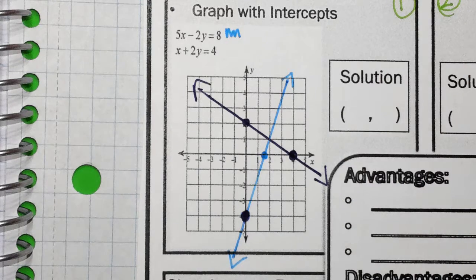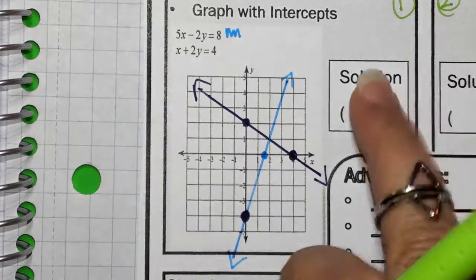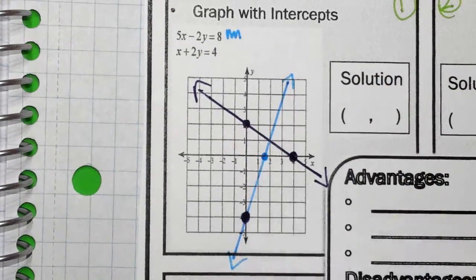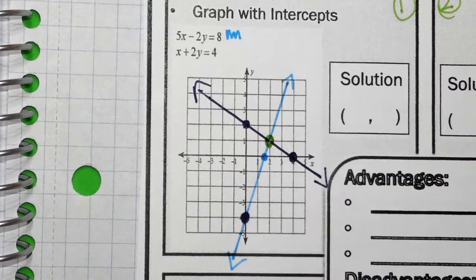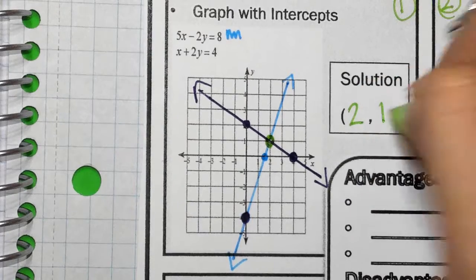Alright, does anybody else have any questions? Well, wait just a second. Now, tell me, what's our solution? Where do these two lines cross? Is it 1, 2, or is it 2, 1? 2, 1. It's 2, 1.